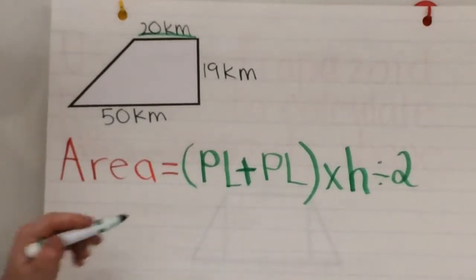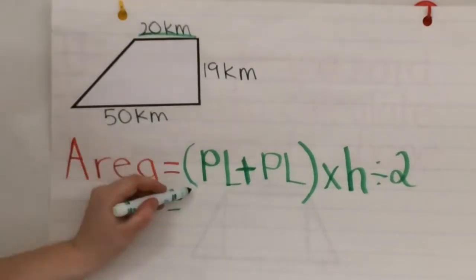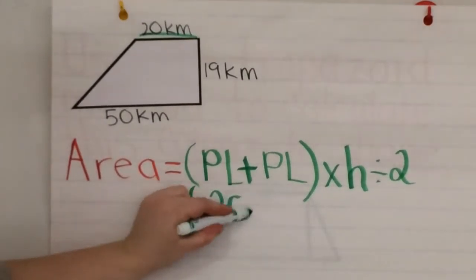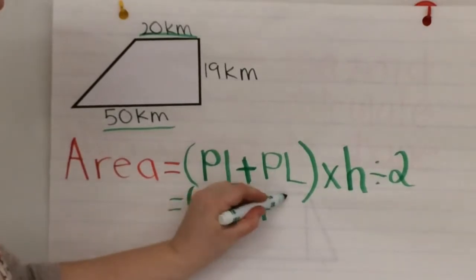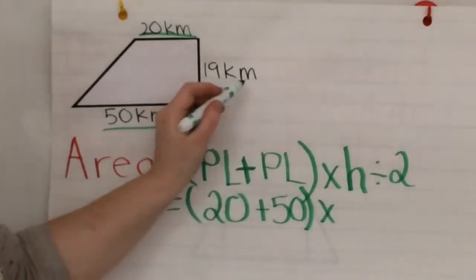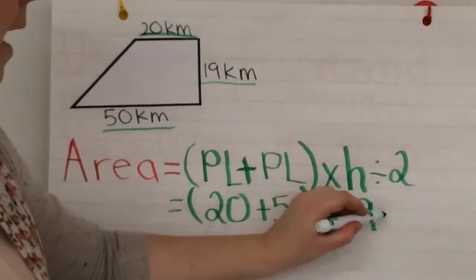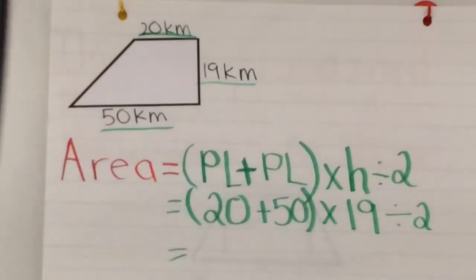So now we can plug in our values now that we have the formula at the top. My first parallel length is 20 kilometers. My second parallel length is 50 kilometers. My height is 19 kilometers. And now I've got to divide this all by 2 and get my result.